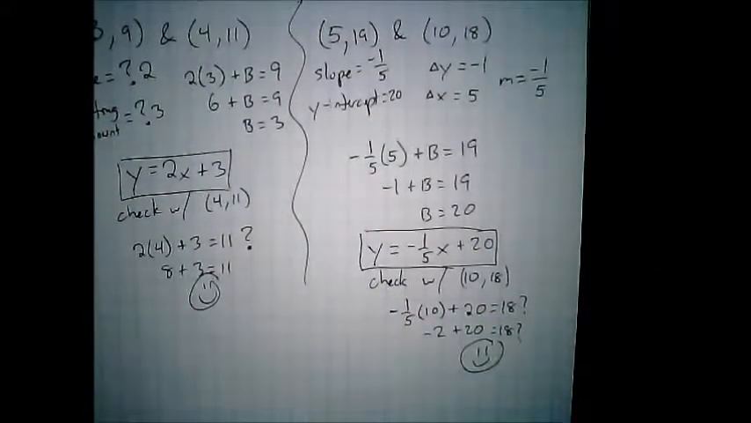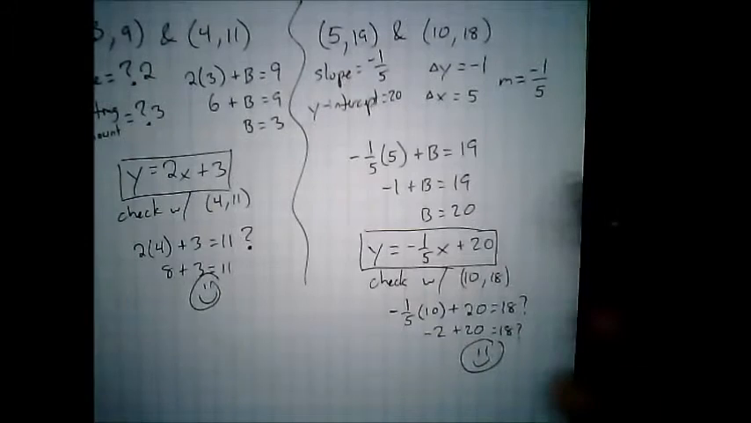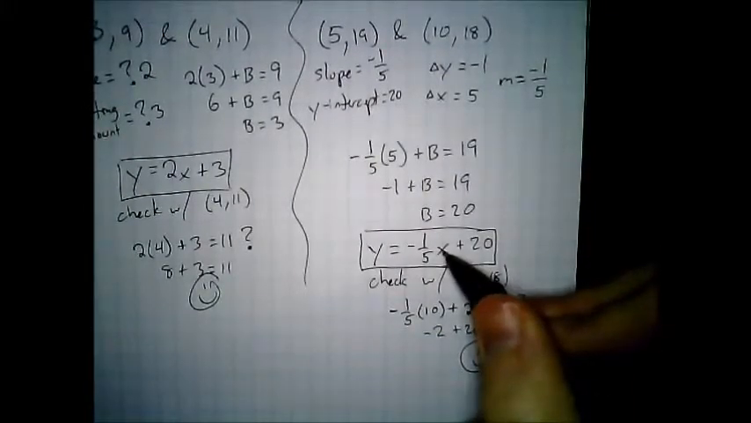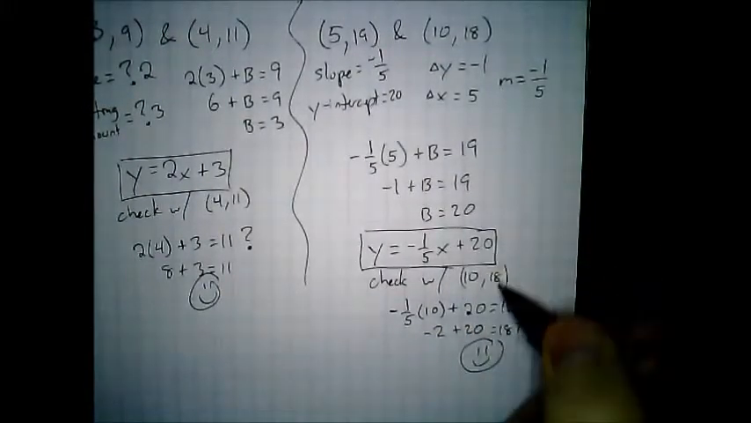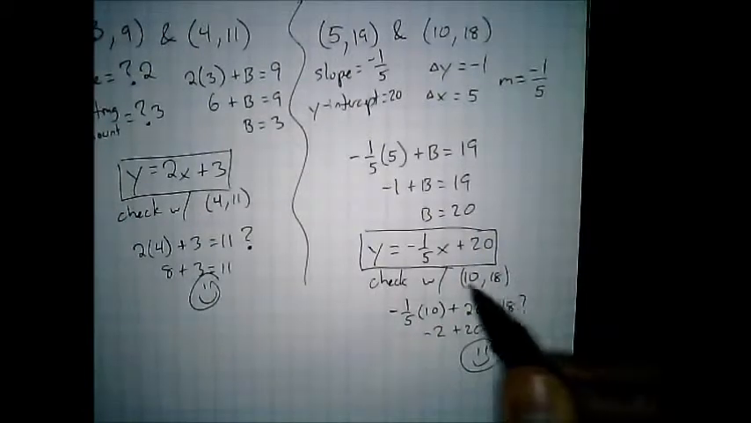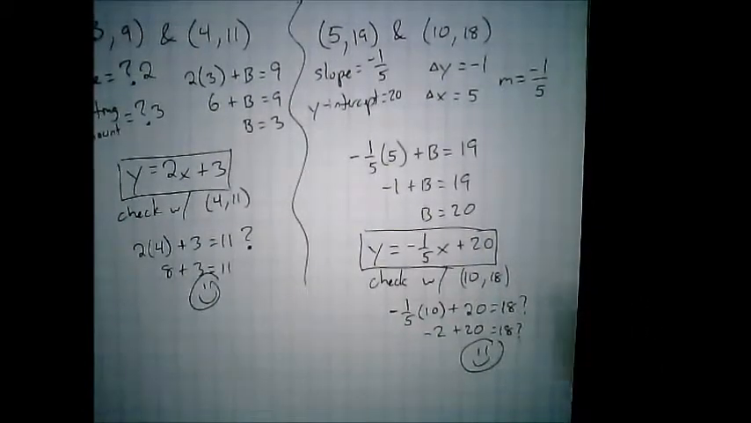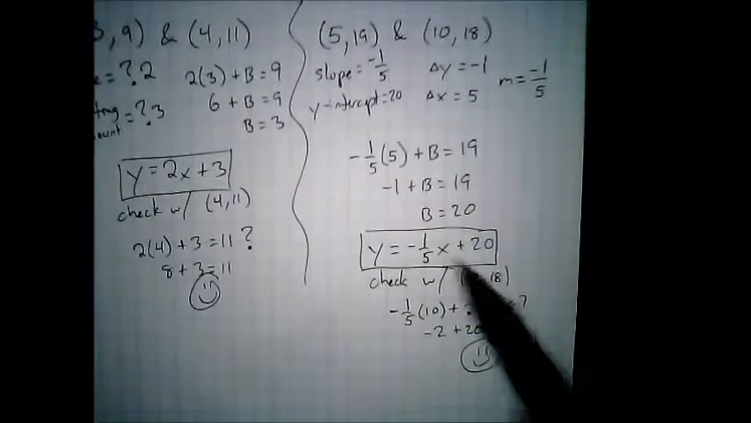So we know for sure that's correct. Again, this is just to check it. All we do to check is substitute 10 in for x, negative 1/5 times 10 plus 20, and we better get 18 out for y. We're just saying, is this point on the line? That's what we want, because the line went through these 2 points, so this point better also be on the line.